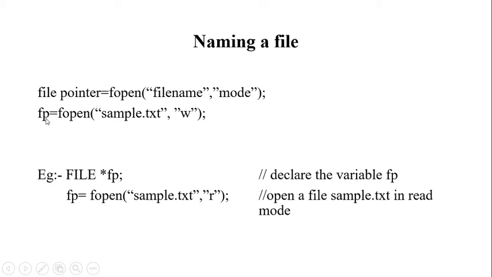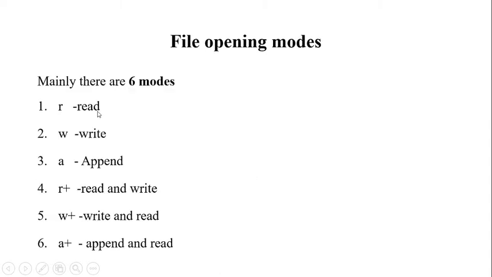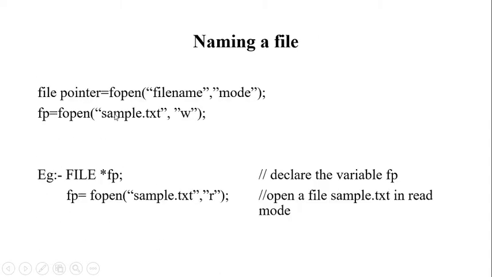For example, fp is the file pointer which we have created previously. So fp is equal to fopen, then sample.txt is the file name, comma, w is the mode of operation. W indicates write mode. The different types of modes we can study later. Then fp = fopen("sample.txt", "w"). Here the file name is sample.txt, and w is the mode of operation.